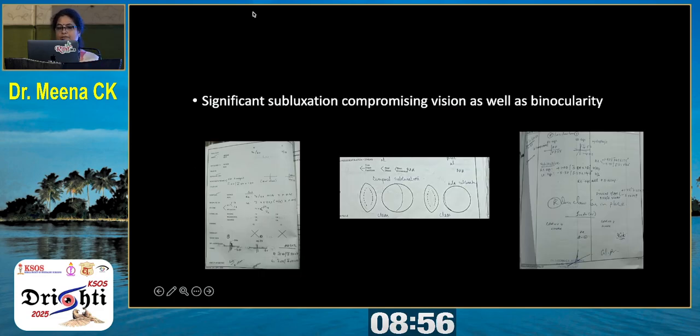Now coming to the significant subluxations where the vision is compromised as well as binocularity is lost. Here you can see this child came in 2010. We have a 15-year follow-up now. The child had a subluxation in the right eye, and the vision was only 6/60. In the left eye, there was a mild subluxation, and the vision was okay. You can see it underwent a lens removal followed by an iris claw later. After almost 15 years of follow-up, the child has come with 6/24 vision in the right eye and 6/6 in the left eye, which is decent vision in such a situation.